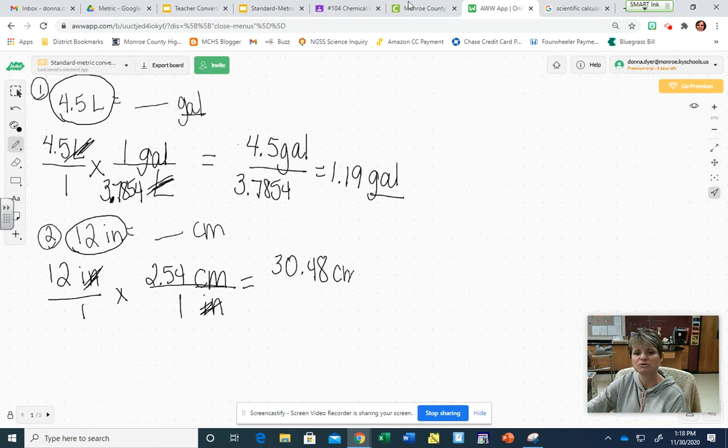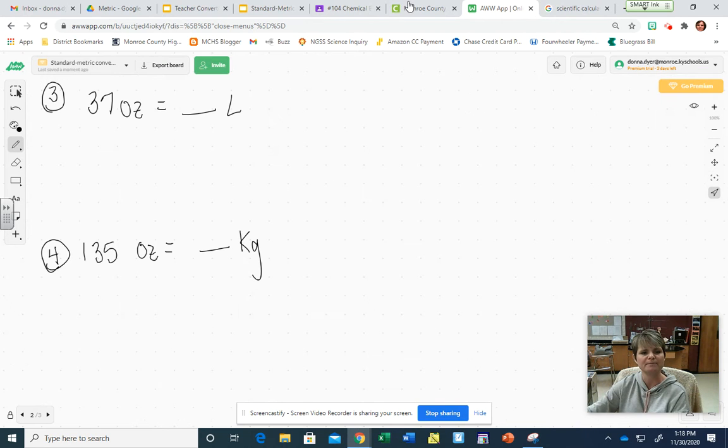30.48 centimeters on the top. On the bottom, 1 times 1 is 1. Now we're going to divide. 30.48 divided by 1 is 30.48 centimeters. Notice the unit that I'm left with is the unit that I'm solving for, so that is the correct answer. Okay, let's move on to another one.